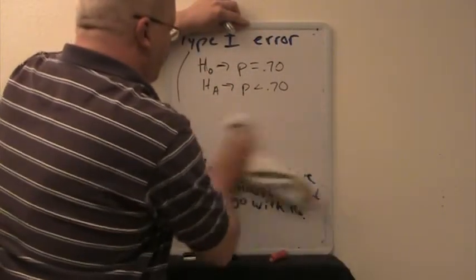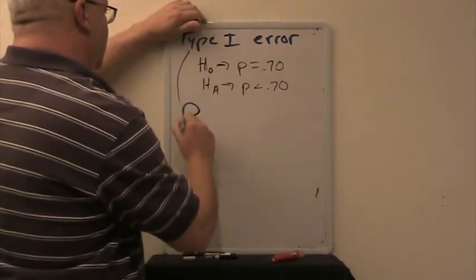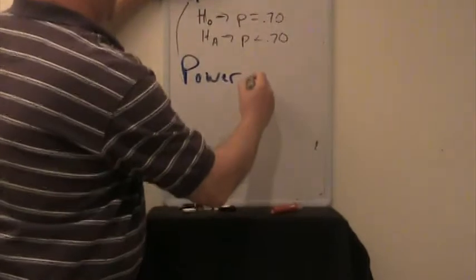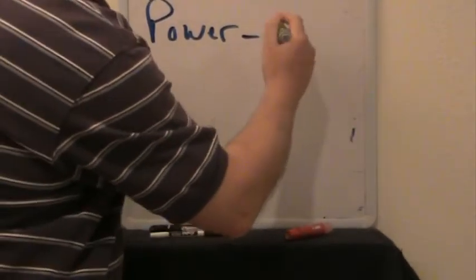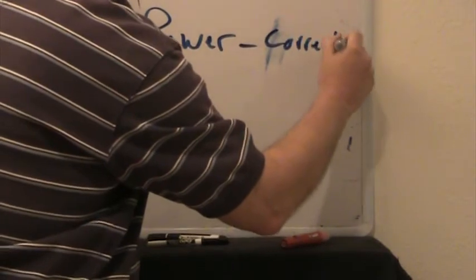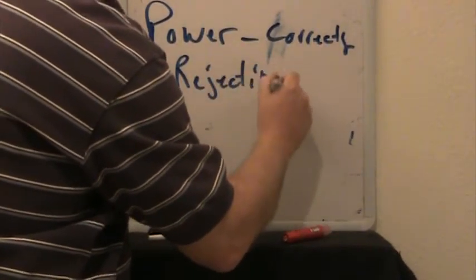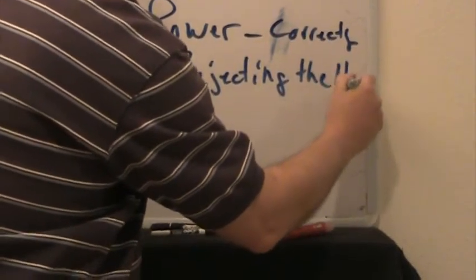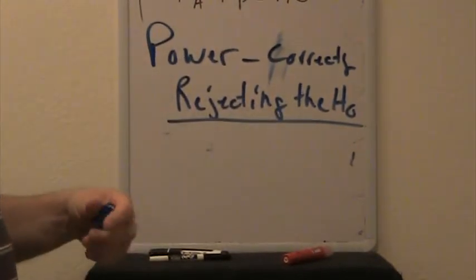Now the last thing I want to talk about is power. And this comes in the next section. And this is confusing. Power is, how do I put this, correctly rejecting the null, H0. If you correctly reject the null, you have more power.